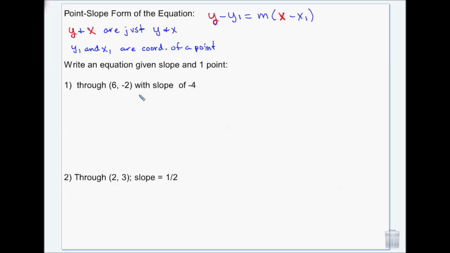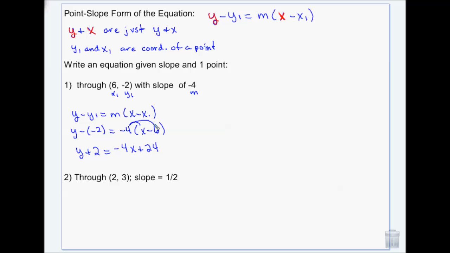So if you're going to use the point slope form of the equation, what we do is this is going to be x1, y1, and this is m. And so I plug those in. y minus y1 is equal to m times x minus x1. So I do y minus negative 2 is equal to negative 4 times x minus 6. So y1, m, x1. So I get y plus 2 is equal to negative 4x plus 24, because I distribute that 4. Then I'm going to subtract 2 from both sides. And I'm going to get y equals negative 4x plus 22.